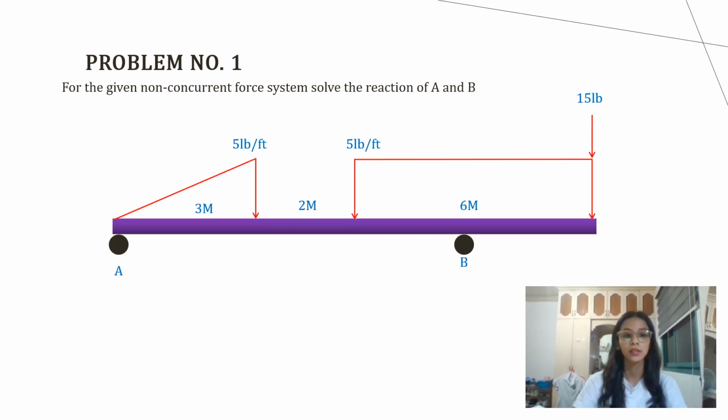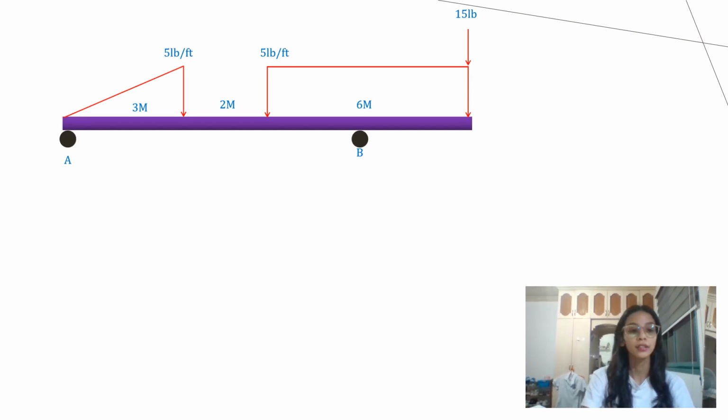As you can see, we have here a beam with a roller. So here's our triangular load of 5 pounds per feet, and a rectangular load of 5 pounds per feet and a point load of 15 pounds. And the distances are 3 m, 2 m, and 6 m. So to solve our beam, we have to find the reaction A and the reaction B.